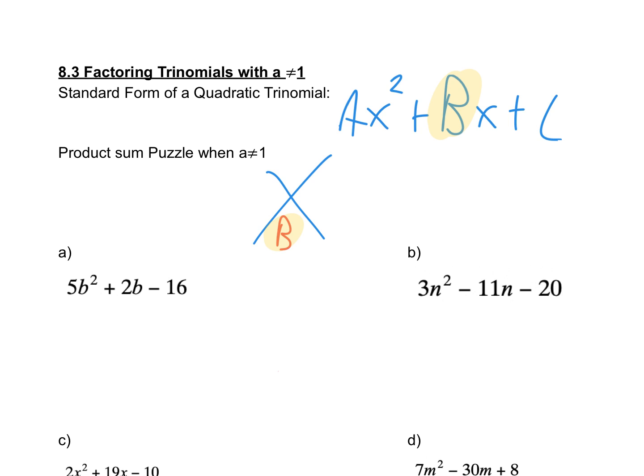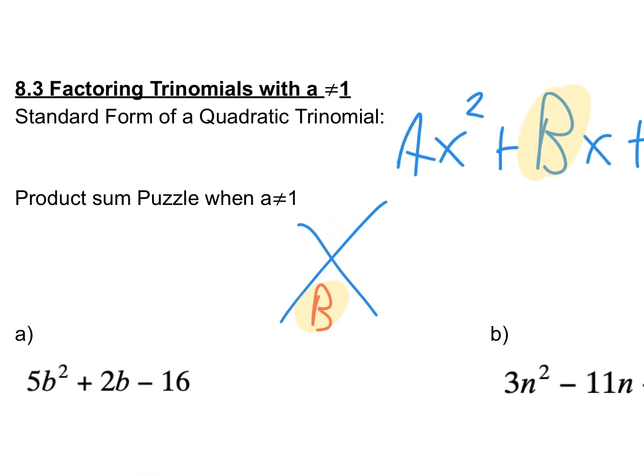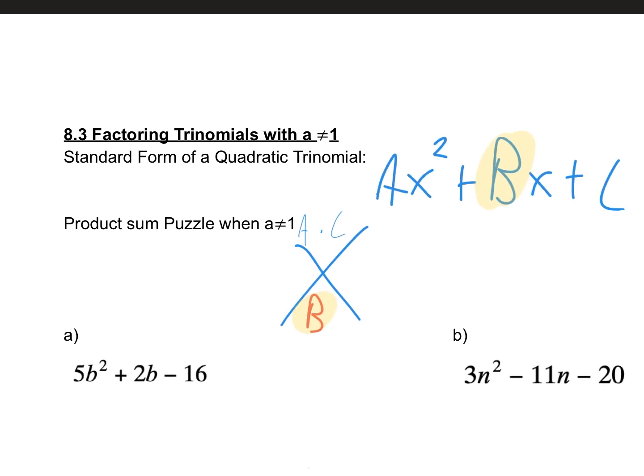But our top number, the product, isn't going to just be the c value this time. Now that we actually have an a value, our product is actually going to be the product of a and c as well. So instead of just having our two factors multiplied together to get our c value, we have to first take the a and c values of our trinomial, multiply those two numbers together, and that is the number that has to be the product of our two factors.